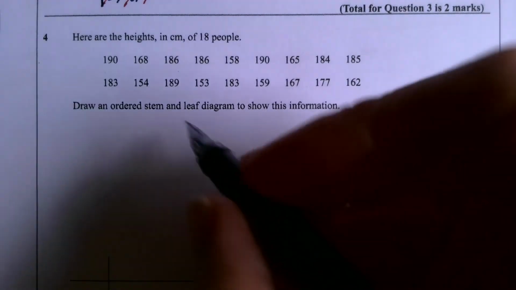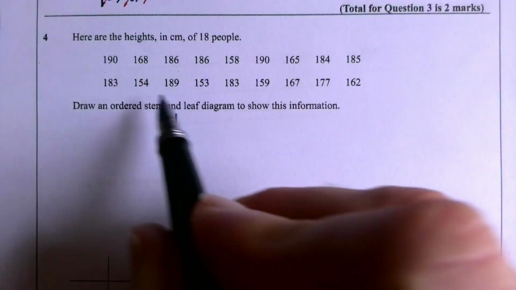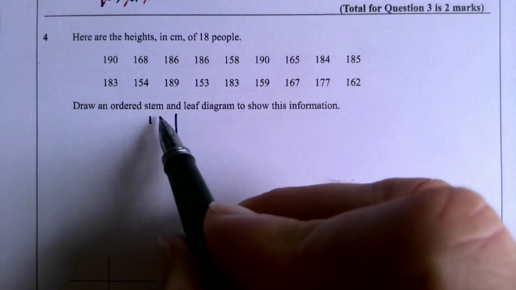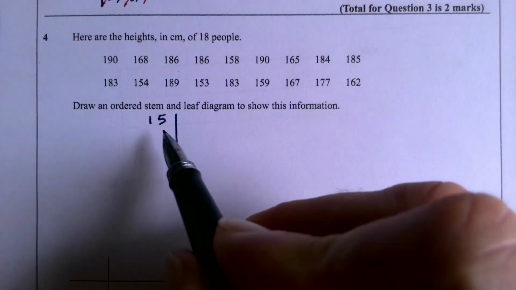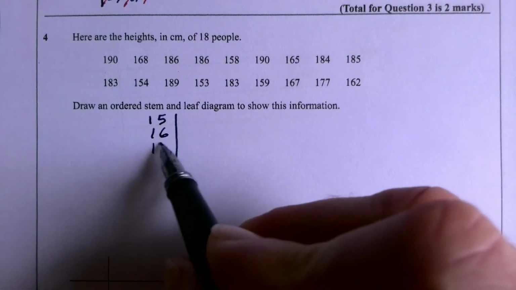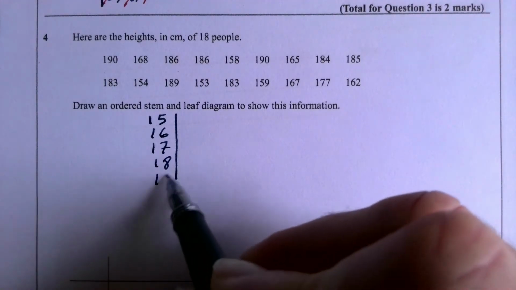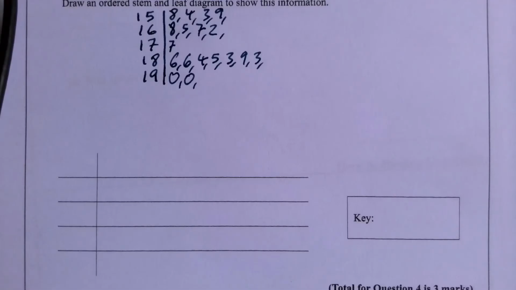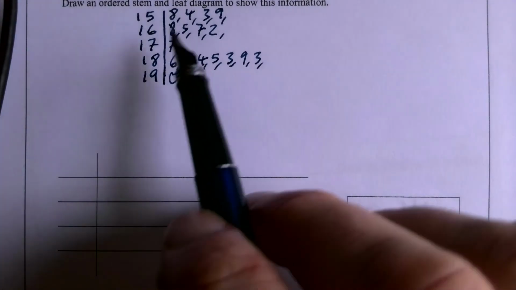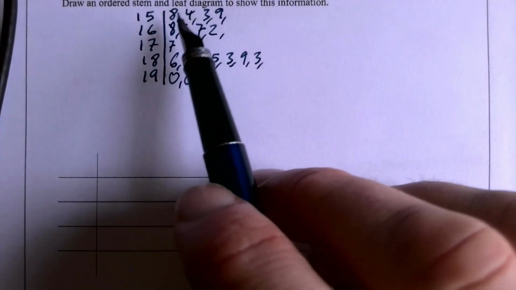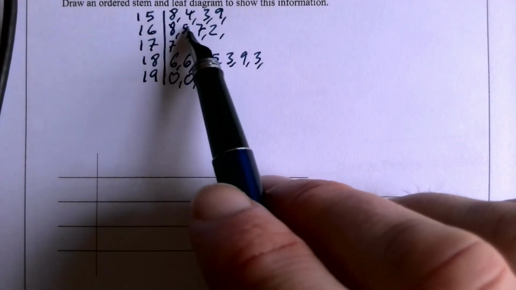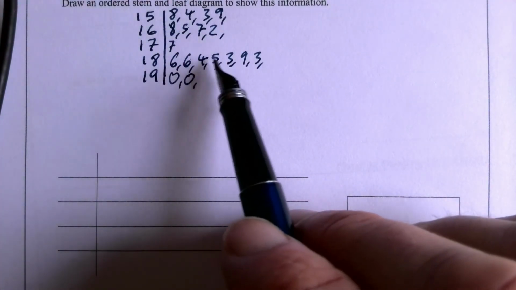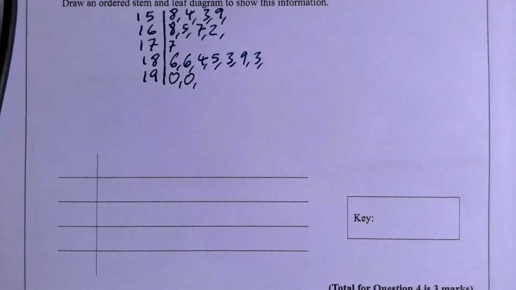And what we should have started off here is the shortest looks like being in the 150s. So I'll put a 15 down for that. 160s, 170s, 180s, 190s. And then it's going through and clicking them off one at a time. And that should give you something looking like this. Now let's just check. It said 18 people. 1, 2, 3, 4, 5, 6, 7, 8, 9, 10, 11, 12, 13, 14, 15, 16, 17, 18.